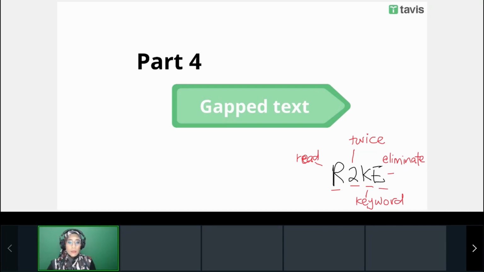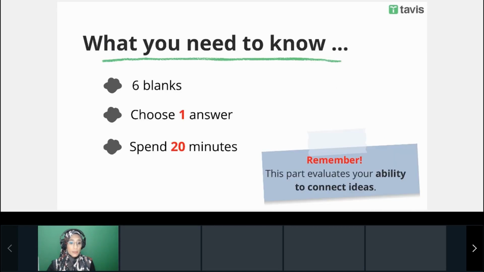So this is what we are going to apply today, R2KE. R stands for read, 2 stands for twice, K stands for keyword, and E stands for eliminate. So we are going to apply this tip today as well. Let's move on to what you need to know for your part 4 gap text.